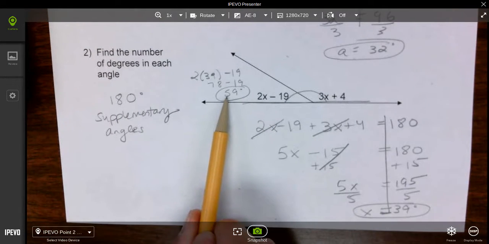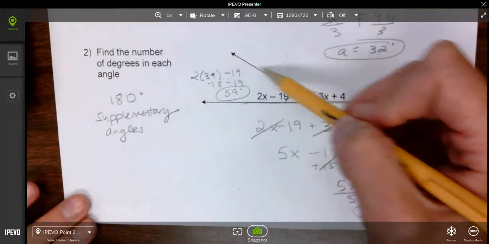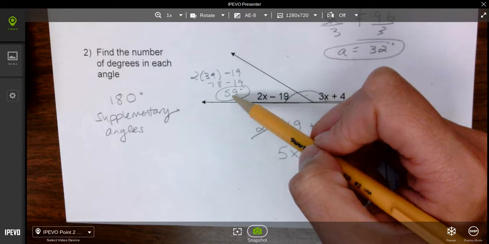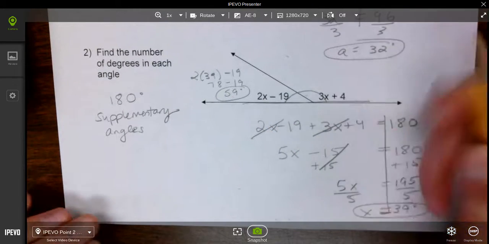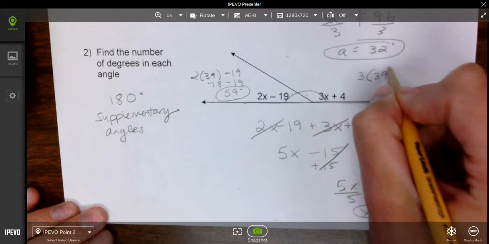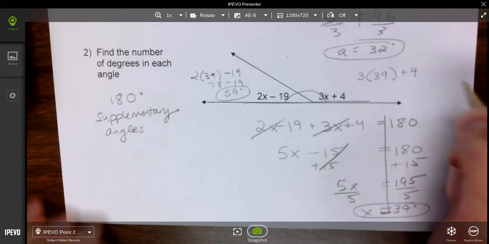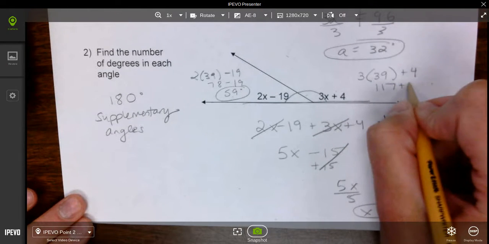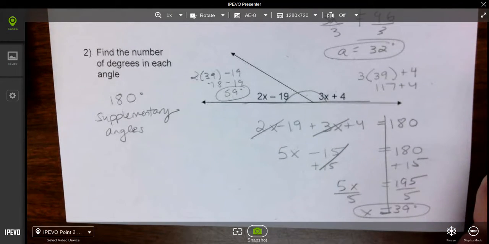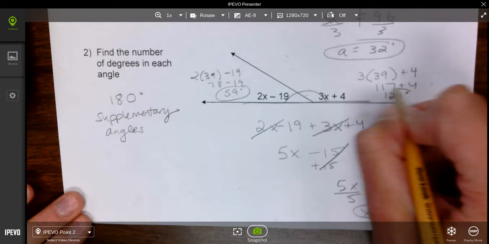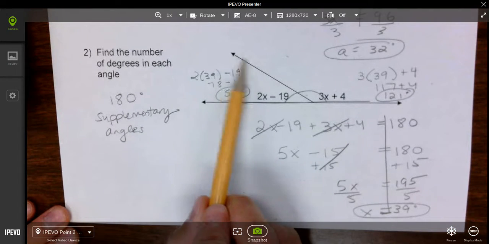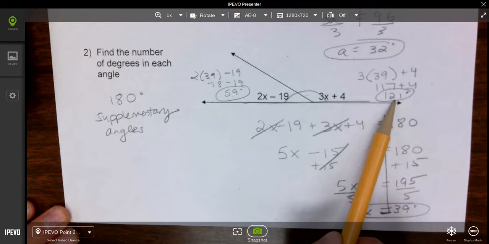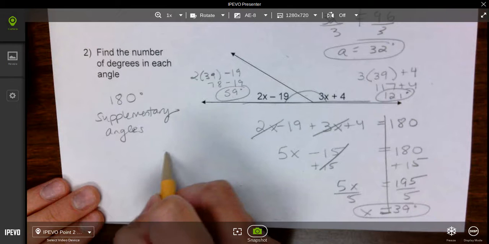This number should make sense to you because we have an acute angle, and we know an acute angle has to be less than 90, and the number I got was less than 90. Going to do the same thing over here, substituting in for x, 39. So I'm going to do 3 times 39, which gives me 117. Have to add 4 to it, which gives me 121. Again, this angle is an obtuse angle, meaning it has to be greater than 90. My number is greater than 90, so hopefully that makes sense.